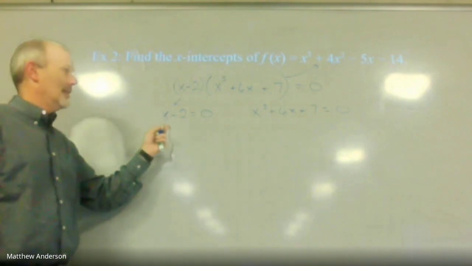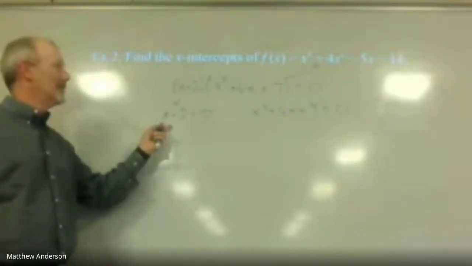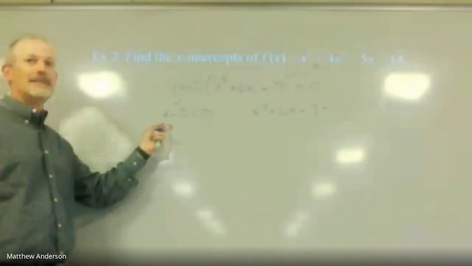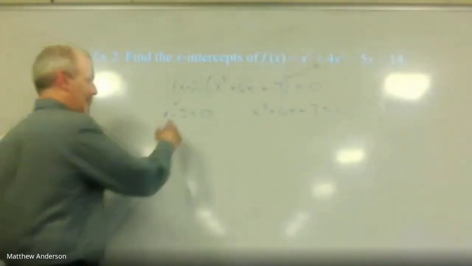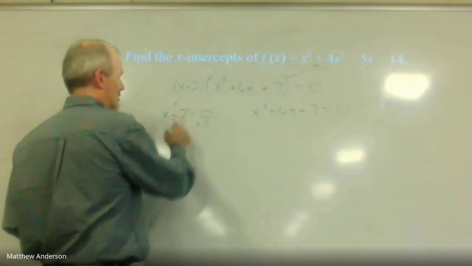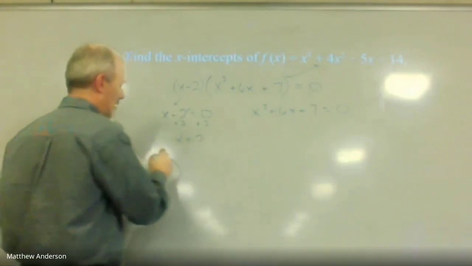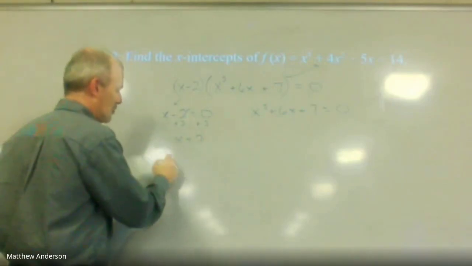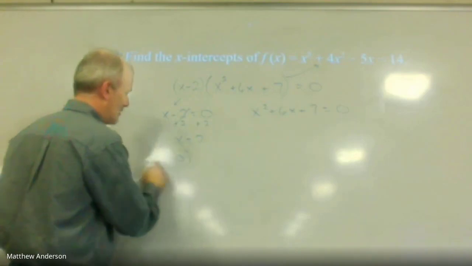And what do we do here? Plus 2 on each side. Yep, add 2 on both sides. So x equals 2, which means our intercept is 2, 0. That's one of our answers.